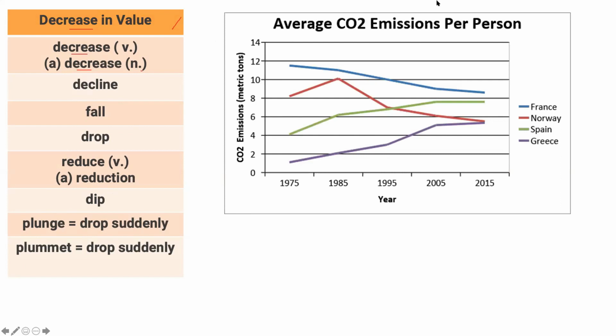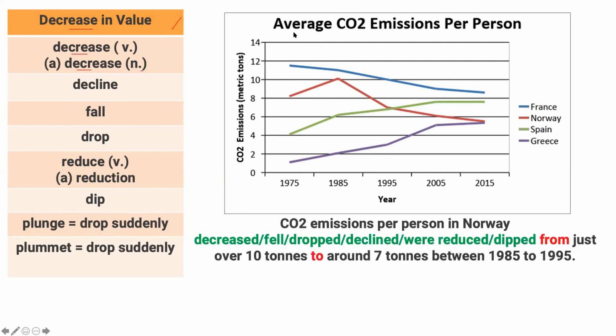We've got average CO2 emissions per person in these 4 countries on the right-hand side. So our first sentence says, CO2 emissions per person in Norway, and then I've got some great verbs in green. So I have decreased, fell, dropped, declined, were reduced, dipped, and then we have our preposition from, just over 10 tons to around 7 tons between 1985 to 1995. This is very similar to our first example about Japan because we're looking at from and to. So the rule for from and to still applies here.